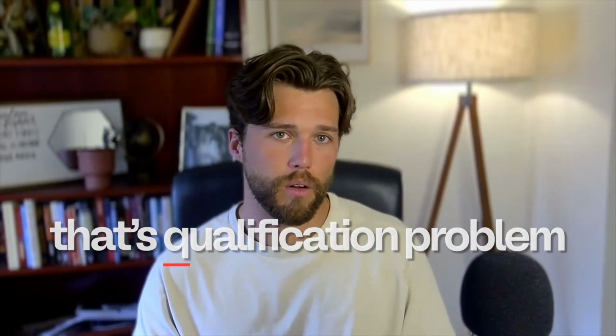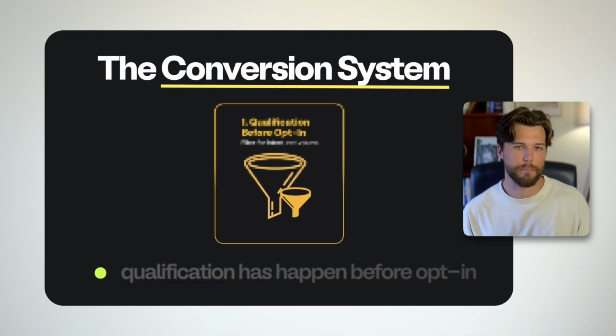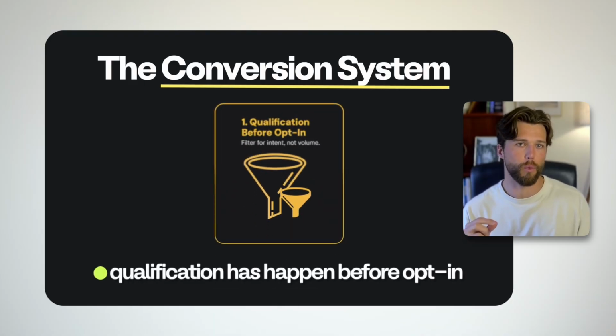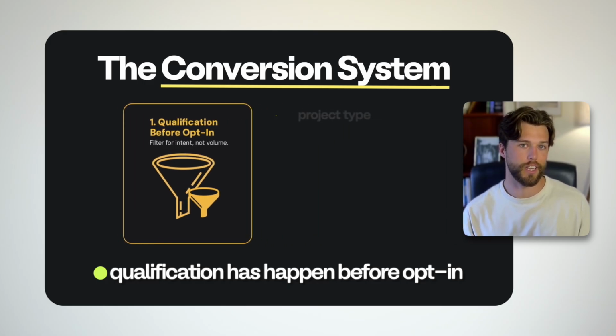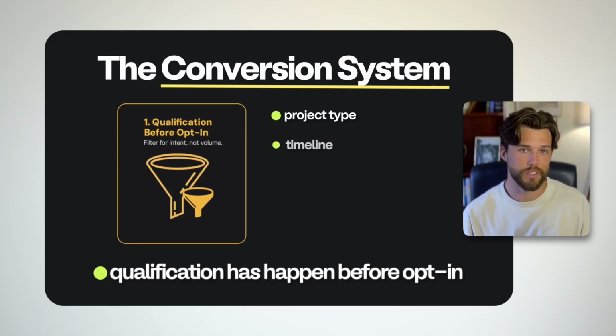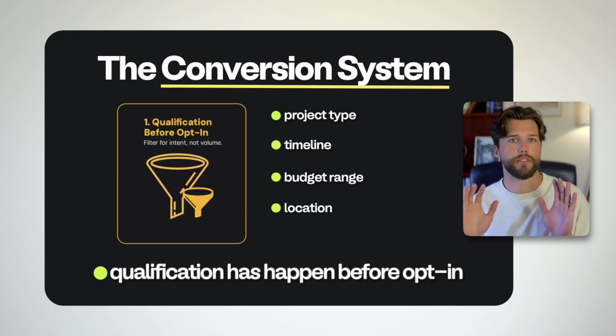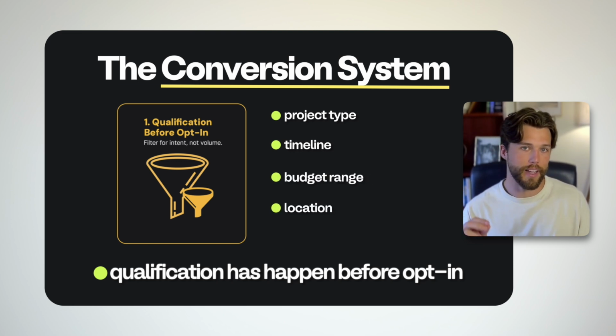The fix is simple, but it's not what most people want to hear. Qualification has to happen before the opt-in. Before someone can give you their contact information, they answer questions like, what's the project type? What's the timeline? What's your budget range? And what's your location? Yes, fewer people will complete it, but that is the point. No one goes through a multi-step survey by accident. By the time they submit, they've raised their hand and said, I'm serious.